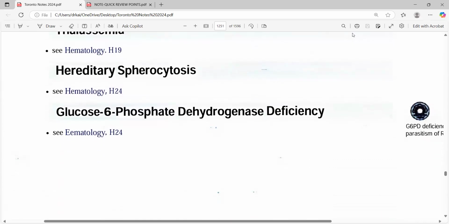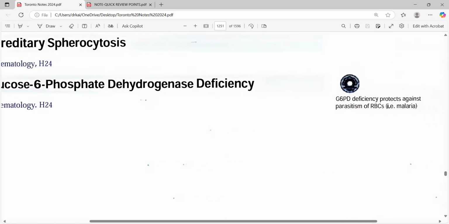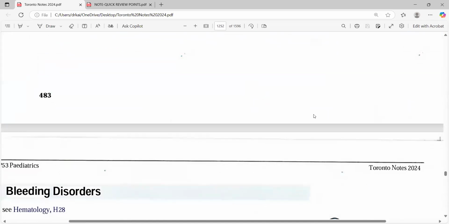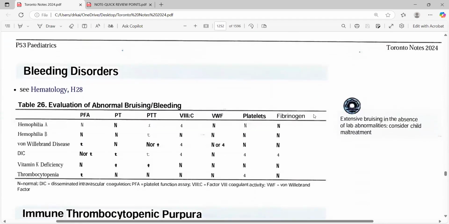Then if you feel like it, go through thalassemia a little bit more. Just know the main things about beta thalassemia and alpha thalassemia. As family medicine, we just need to know the diagnosis, and after that it's usually referred to a hematologist. Then G6PD deficiency protects against parasites like malaria. Then there are the bleeding disorders. It's something you could memorize, and it helps you with a lot of diagnoses.